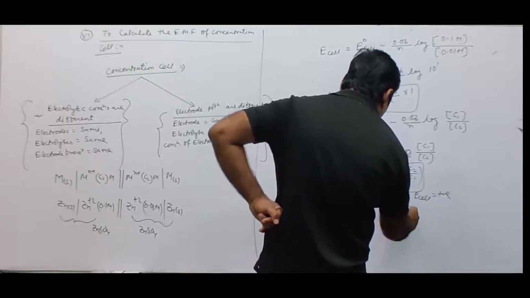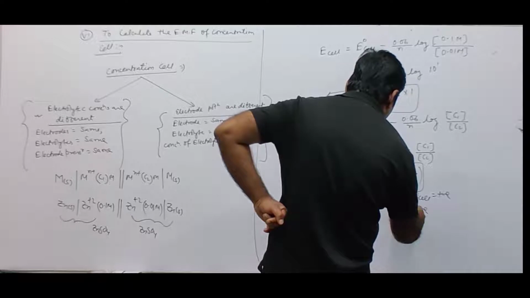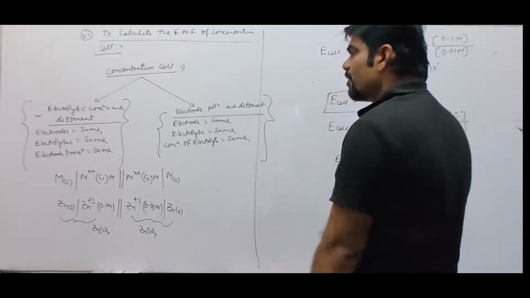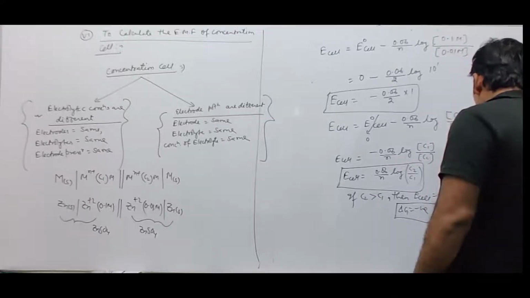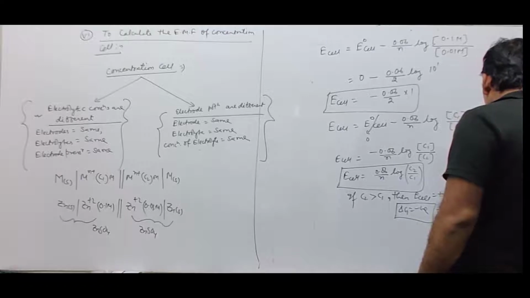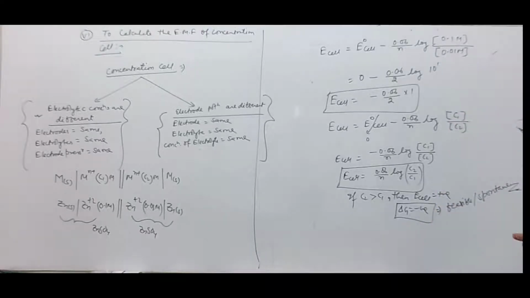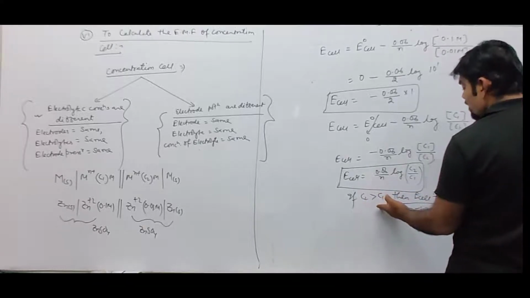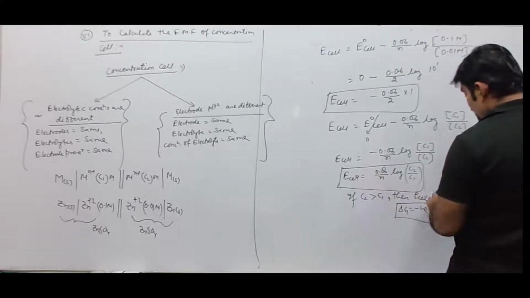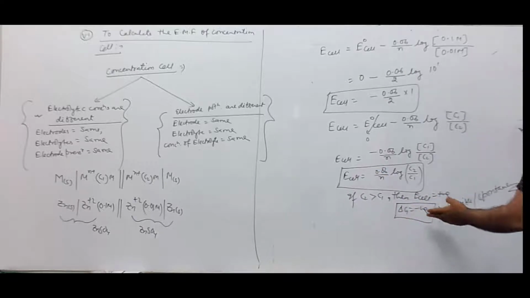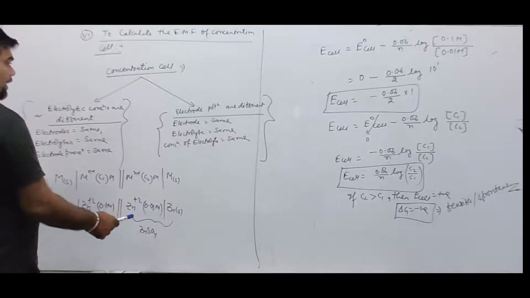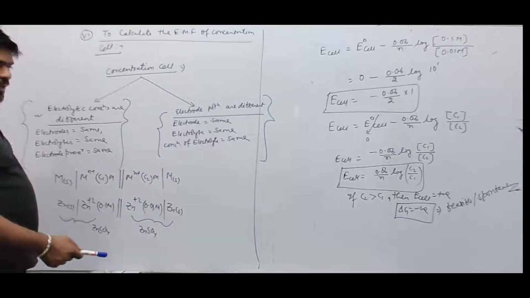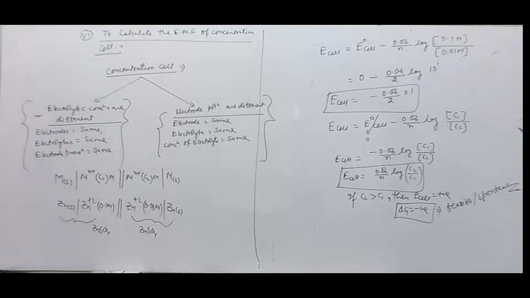Once EMF of cell is positive, delta G will be negative. Once delta G is negative, the process is feasible as well as spontaneous. So if C2 concentration is greater than C1 concentration, then only we can say the EMF of cell will be positive and del G will be negative. Once del G is negative, we can say the process is spontaneous as well as feasible. Then the electric current will be generated and it will flow from cathode to anode through the external wire in this cell.